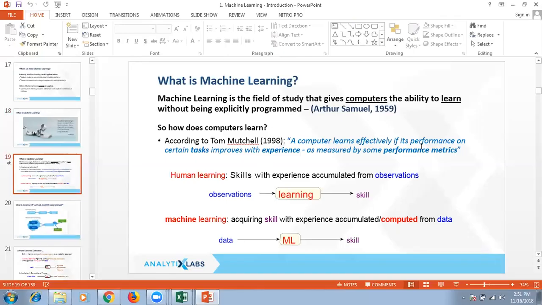A computer learns effectively if its performance on certain tasks improves with experience, as measured by some performance metric. So in our case, what is the performance metric we compared in ARIMA? AIC value. Correct? If I take segmentation, what is the performance metric I can take? Silhouette coefficient. Am I correct or not? So whether there is an improvement in the learning is based on the performance metric, and we will say that there is improvement in the learning. Do you agree with me?